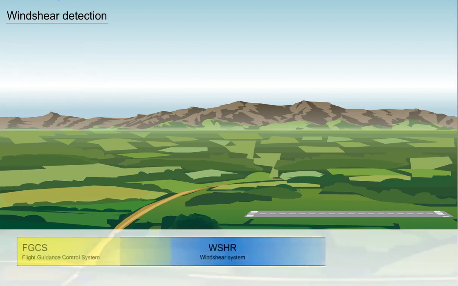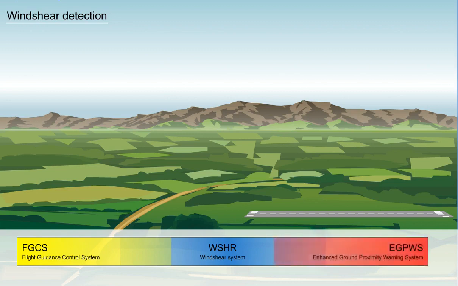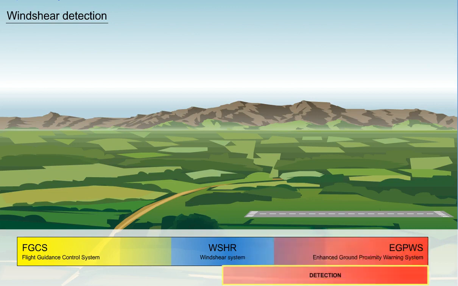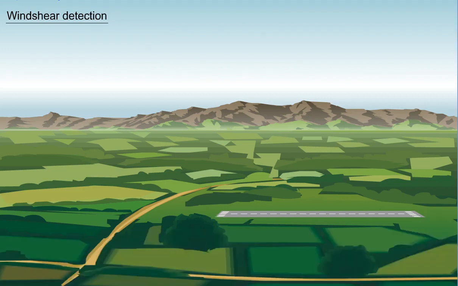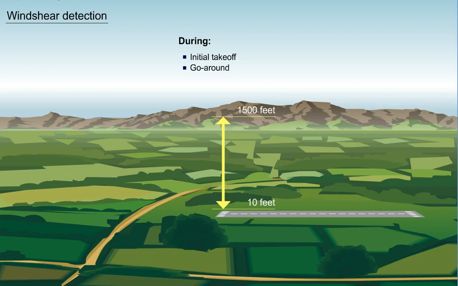The wind shear system is part of the Flight Guidance Control System and Enhanced Ground Proximity Warning System. The EGPWS provides the detection portion of the wind shear system, and the FGCS provides the guidance portion. Wind shear detection is only active between 10 and 1,500 feet radio altitude during the initial takeoff, go-around, and final approach phases of flight, and when detected by the EGPWS.